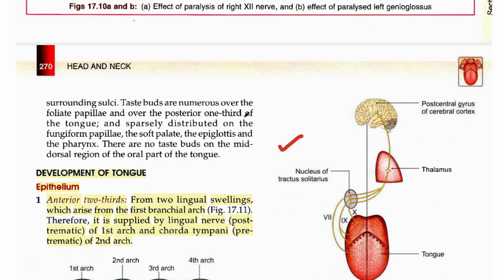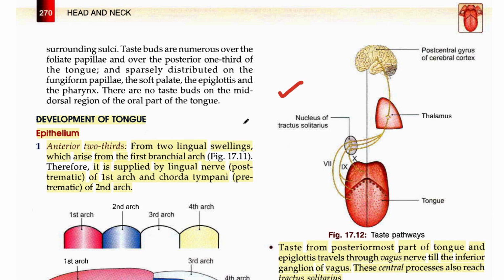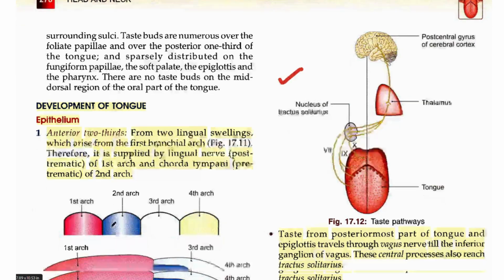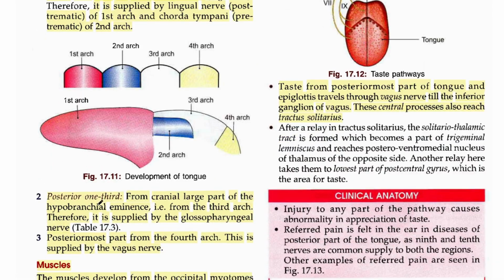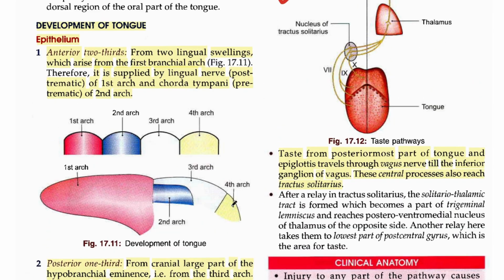So after your nervous supply, arterial and venous supply is done, we move on to the last part, that is the development of the tongue. The anterior two-third is from two lingual swellings which arise from the first branchial arch. That is, your anterior two-third is from your first arch. Posterior one-third is from your third arch. And the posterior most part is from your fourth arch, because in the third arch there is a nervous supply, that is the glossopharyngeal nerve. So this is what you will have to write.